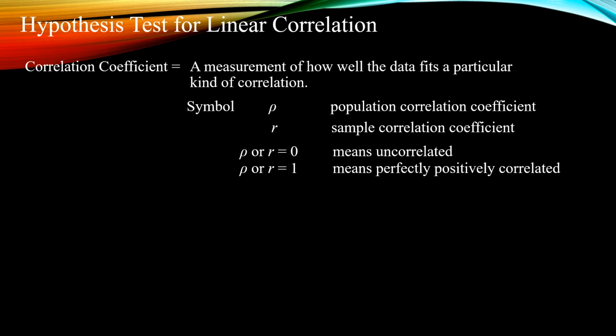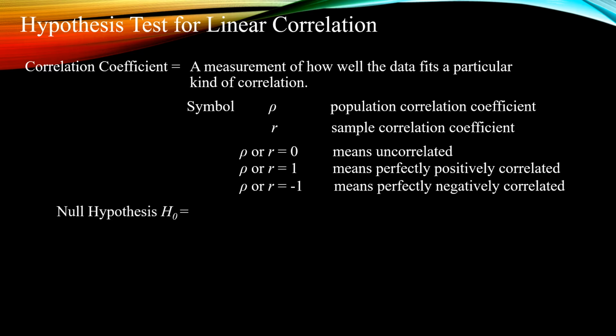If we get a value that is close to positive 1, that means a positively correlated set. And if we get a number that is close to negative 1, it means a negatively correlated set linearly. So we're looking for a positive linear slope or a negative linear slope. The point is, it's not 0. It's away from 0 if we have significant linear correlation.